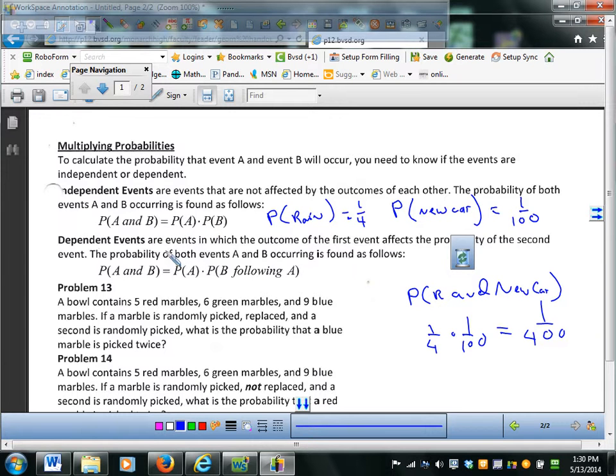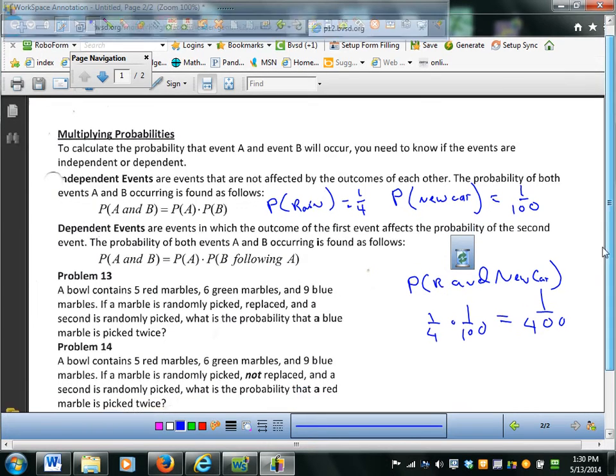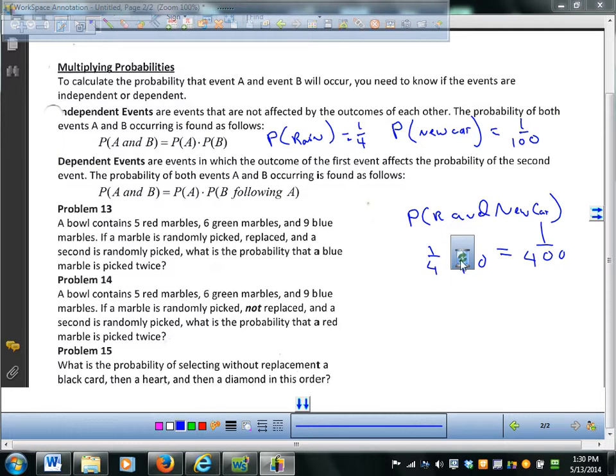Dependent events. The other way you see that, I don't want to do all these problems with you, but it's with things like marbles in a bowl, okay? If they replace the marbles after you do an experiment, and then you do the experiment again, that's independent. If you do not replace the marbles, that's dependent.